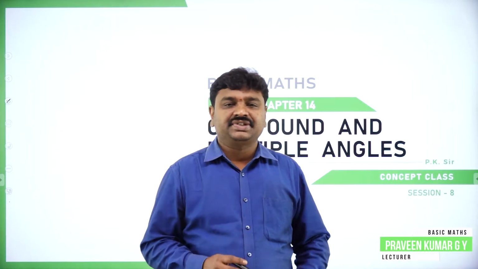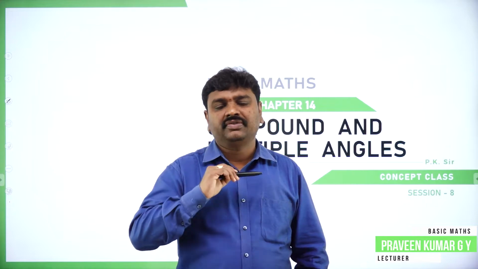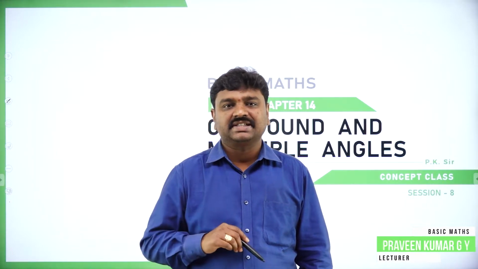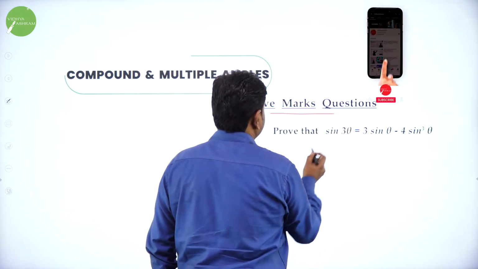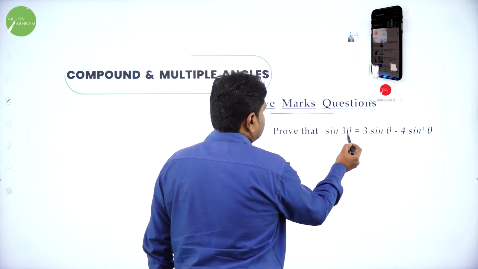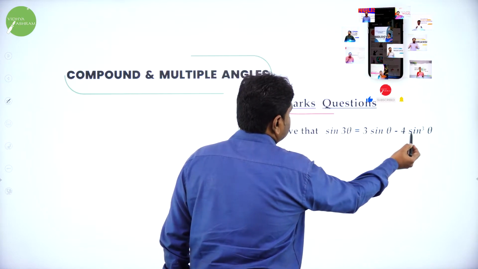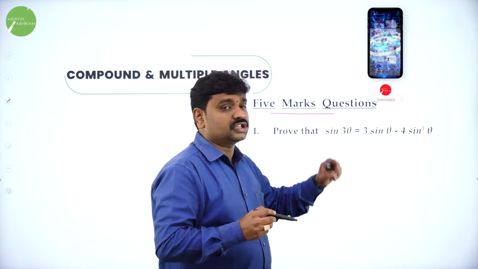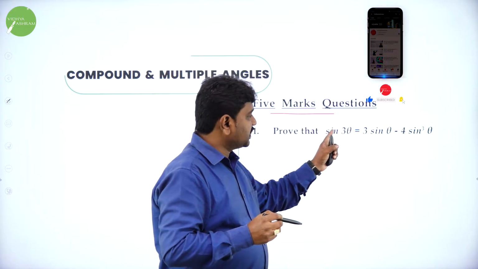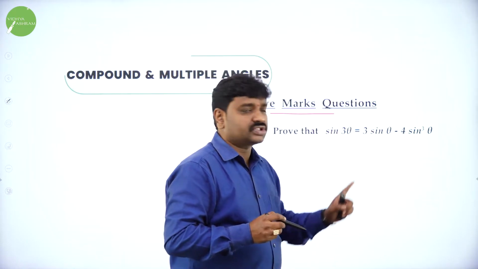Welcome to the session, dear students. Today we'll go ahead with the problems of multiple angles. So now these are the standard 5 mark questions. Prove that sin 3 theta is equal to 3 sin theta minus 4 sin cube theta. This is a multiple angle and you have to remember this formula also. Now they wanted to prove sin 3 theta as 3 sin theta minus 4 sin cube theta.